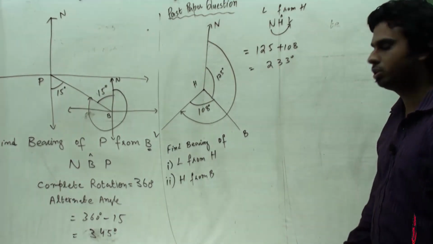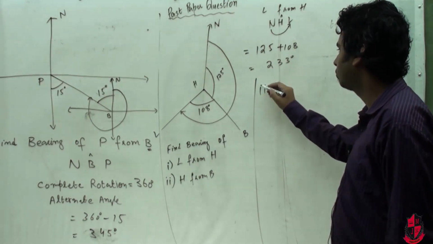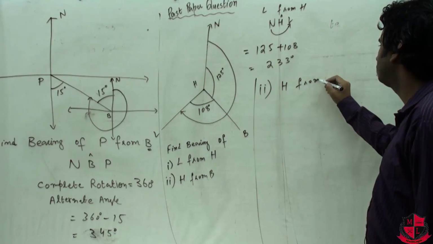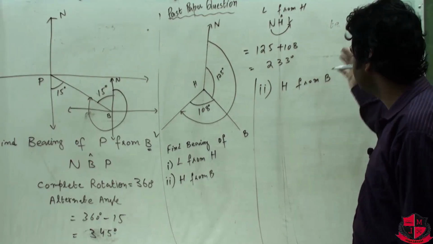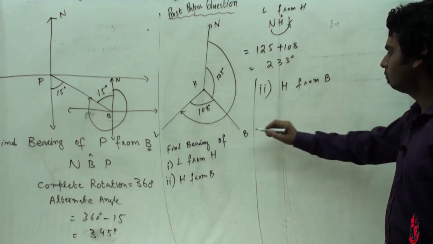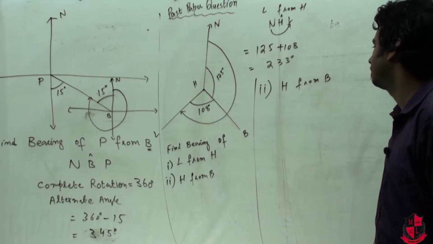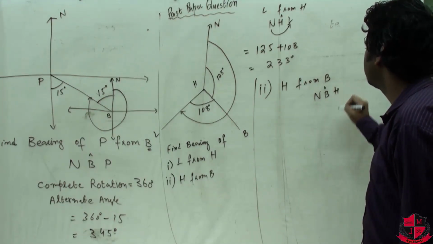Now part number 2 is also part of the question. I am going to repeat that. This is a past paper problem, paper 1 problem. H from B. To find the bearing of H from B means the vertex is B, and the angle is forming at point B. So once again it will be N, B, H.